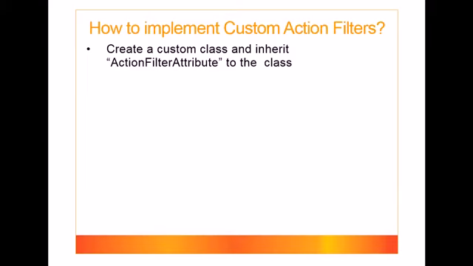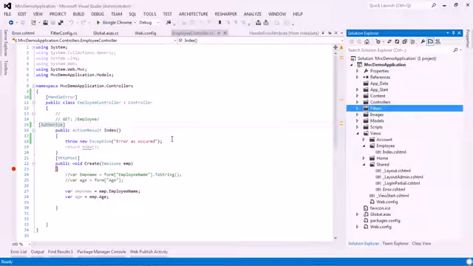Now let's see how we can implement custom action filters in MVC. For implementing a custom action filter, we need to create a custom class and inherit the action filter attribute in the class. So let's go to this application and see where we can add a custom action filter.